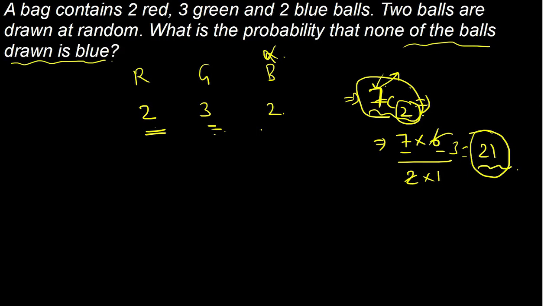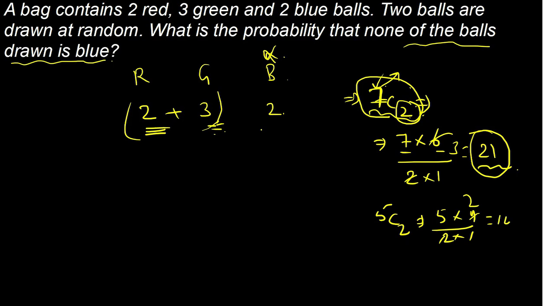And what is your favorable case actually? So what if none of the balls drawn is blue? Blue नहीं होना चाहिए, तो obviously इन दोनों बॉल में से एक होना चाहिए. 2 plus 3 is what, 5. And 5 बॉल में से आपको 2 बॉल पिक करना है. So it is 5 into 4 divided by 2 into 1. So 10 आपके फेवरेट केस हैं जिसमें से आपको बॉल पिक करना है. And this is what, 21 आपके टोटल केसेस हैं जो आपके इवेंट में हैं.